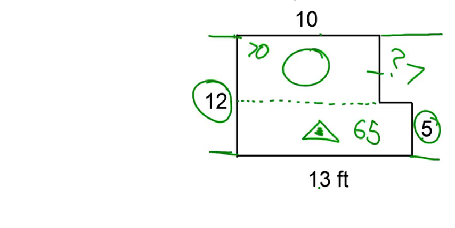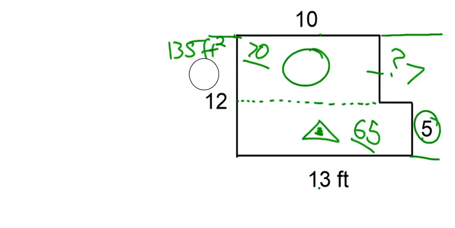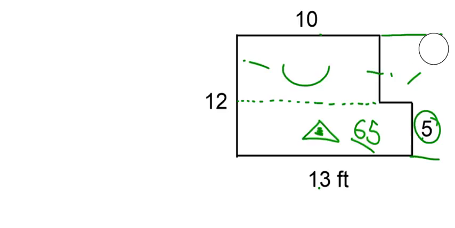But we're not really done yet. We haven't really found the area of the whole shape. We've just found the area of sections of the shape. And in that case, then, we're going to add these two numbers together and get 135 feet squared. Now, that's one way to look at it. And that might actually be the easiest way to do it.